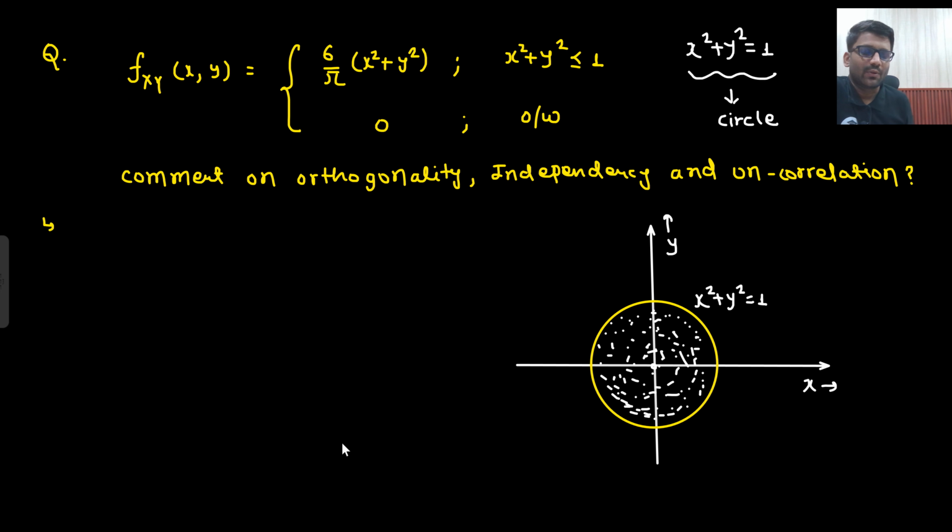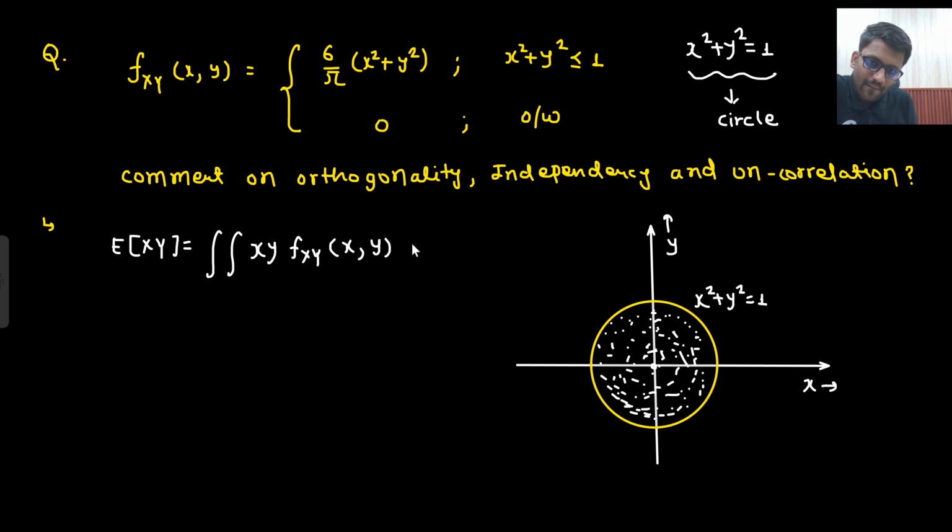So what do I need to check? Orthogonality. So what do I need to find? Expectation of xy, the double integral of xy dx dy. Also I will have to find uncorrelation. For that I would have to find expectation of x as well as expectation of y. So that we will see later on. But as of now, let's find out expectation of xy.